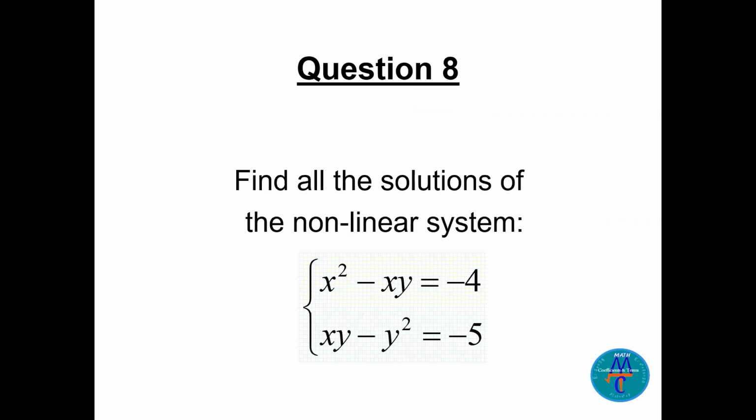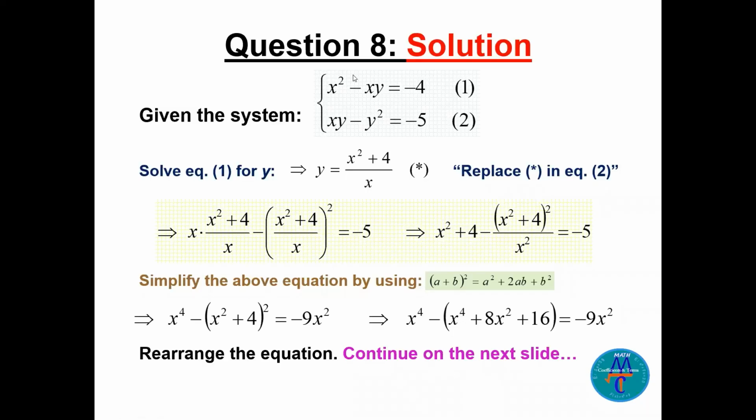Now, question number 8 is about a nonlinear system. Solve this: x squared minus xy is equal to minus 4, and xy minus y squared is equal to minus 5. The first equation, I will call number 1. The second, I will call number 2. I start by solving equation number 1 for y. So I take xy to the other side, and I bring minus 4 to the other side also. So y will be x squared plus 4 divided by x.